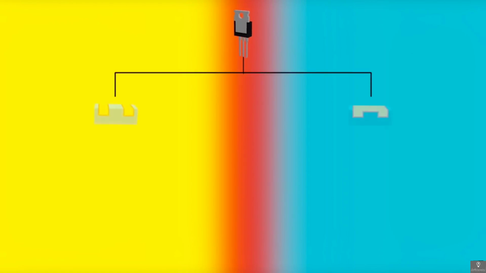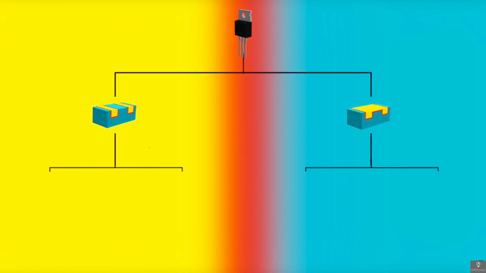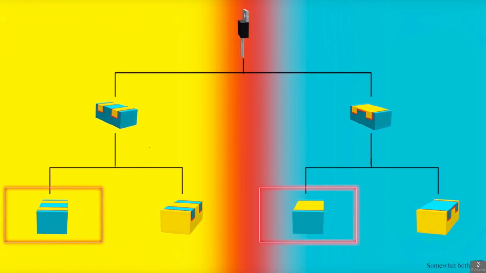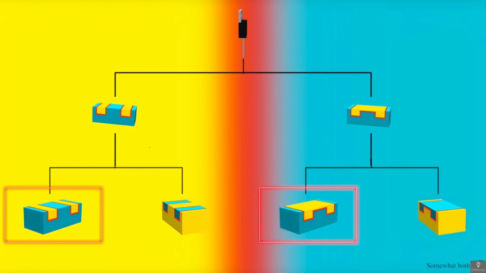MOSFETs are of two types, enhancement type and depletion type. Both of the types are further divided into two types, N-channel and P-channel. In this video, we will look at N-channel MOSFET only. First, let's see the N-channel enhancement type MOSFET.